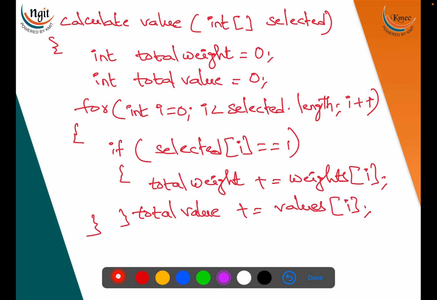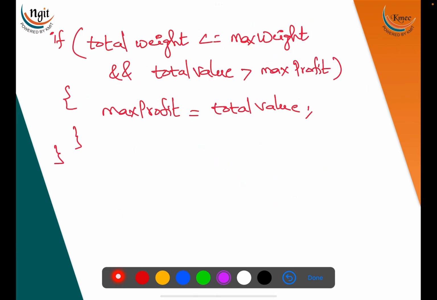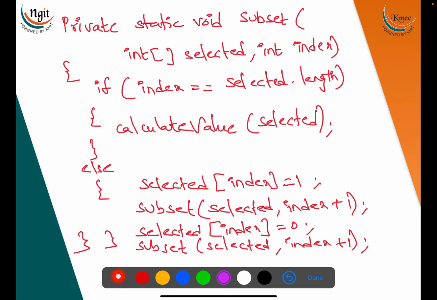Calculate value is a function to calculate the total value of a subset of items. Here we take total weight equal to 0 and total value equal to 0. If selected of i is equal to 1, then we calculate total weight plus the weight of the selected item, and the same for the total value. Once you select an item and calculate its weight and value, we update the maximum profit if the subset is feasible and has a higher value. Then we have a function to generate all subsets of items using backtracking.